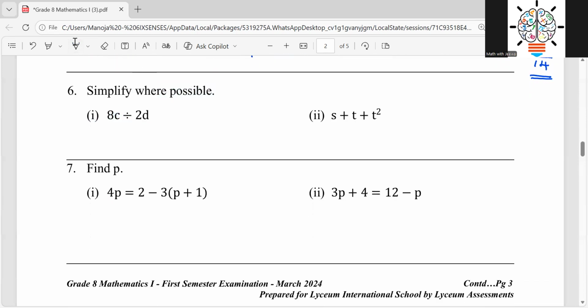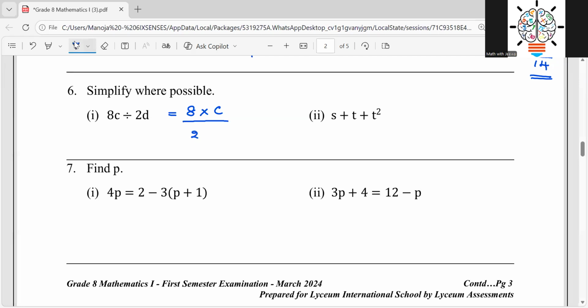I want to simplify this. How I'm going to do it, children? I write this as a fraction. 8 times C divided by 2 times D. 2 times 1 and 2 times 4. C and D I can't simplify. I write 4C over D. Right? Then the next one, here they have given it to confuse you.